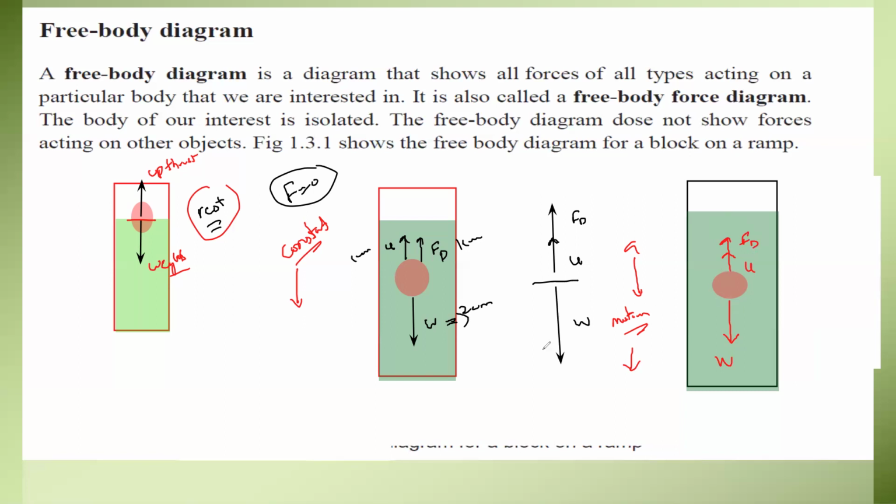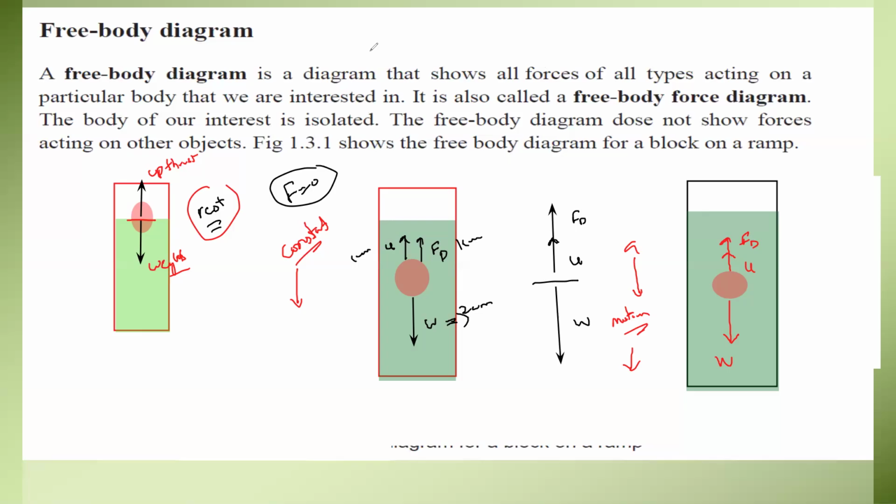The size of the arrow in a free body force diagram is important. If the two forces are equal in magnitude or the resultant force is zero, then we draw the same length. But if one of the forces is greater than the other, then the one having the greater magnitude, you should draw it longer.